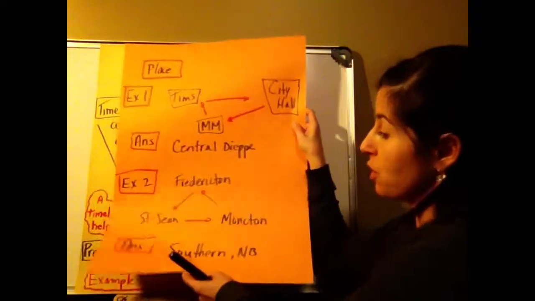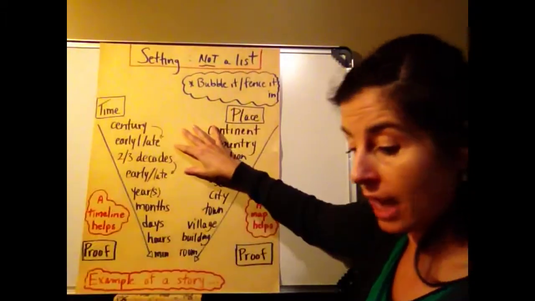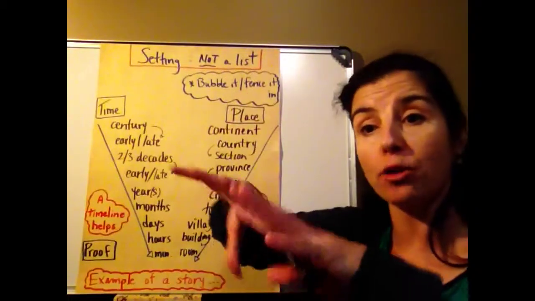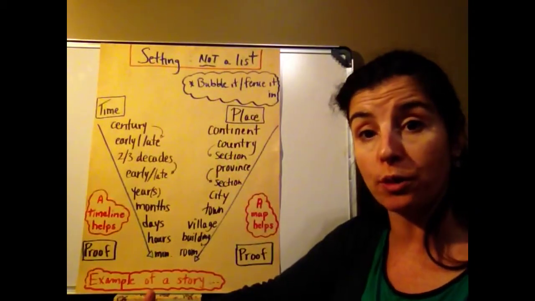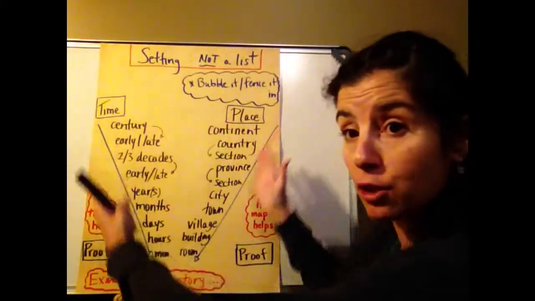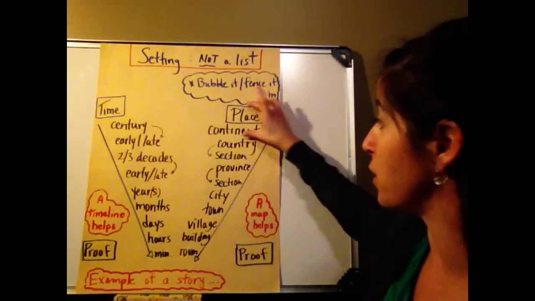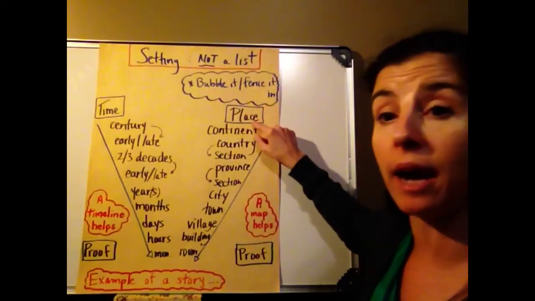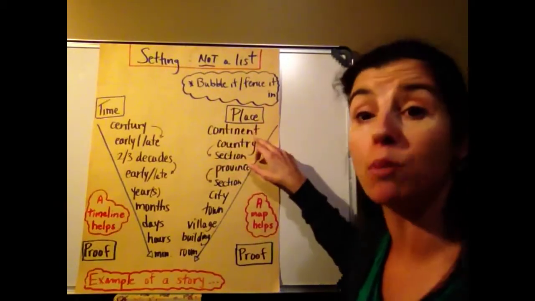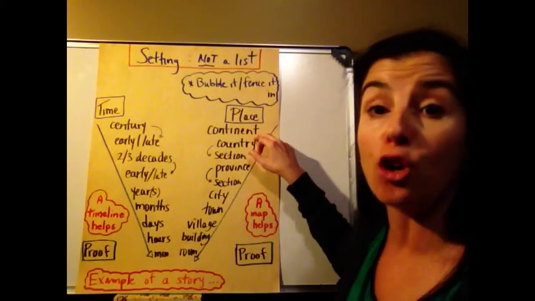One last poster to look at. And as a review to close up, setting is not a list. You must bubble or fence in all the places and the time frames referred to in the story when the story takes place. Some people like to look at it like you're going to narrow down your answers, where you start with the bigger picture. If it doesn't say where anywhere in the story and there's no name of a city or anything mentioned, you can simply say it's most likely or probably North America.